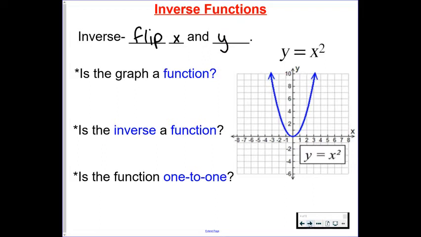Since we're talking about functions, let's talk about what it means to be a function. The graph at the right here, y equals x squared, is a parabola because it makes this U shape.